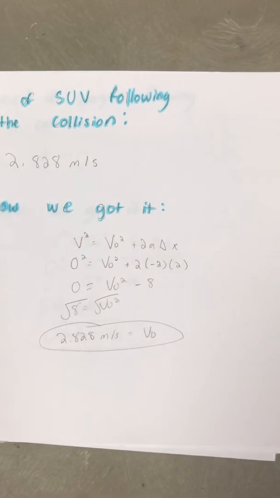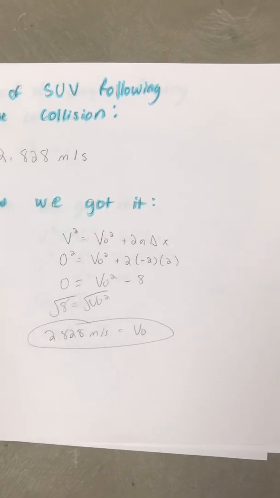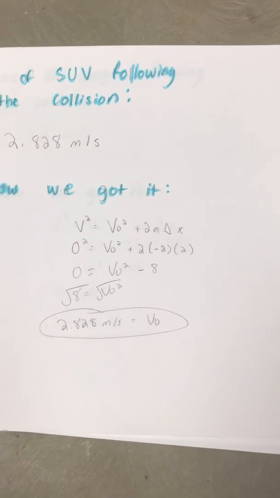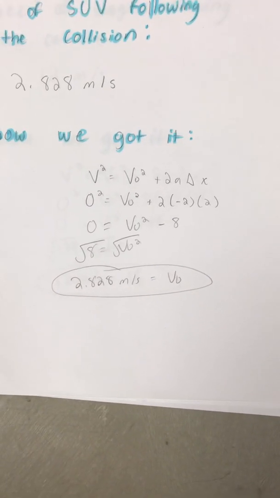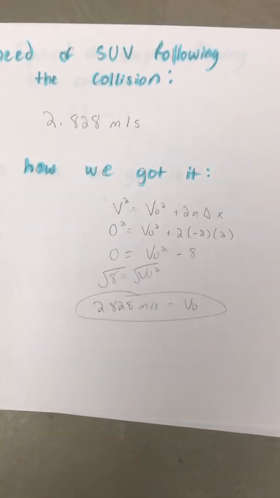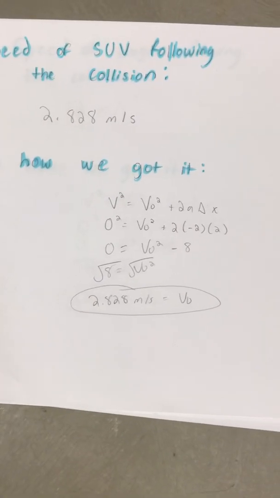So we plug that into the equation, v squared equals v naught squared plus 2a change in x, and we find out that the initial velocity immediately after the collision for the SUV is 2.828 meters per second.